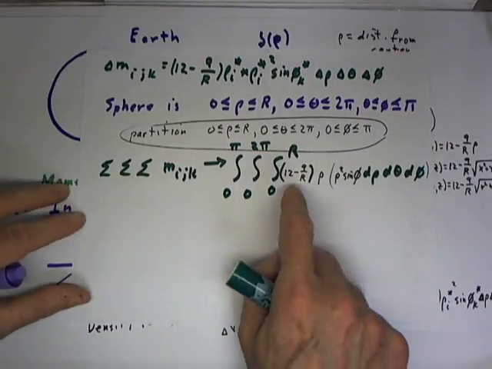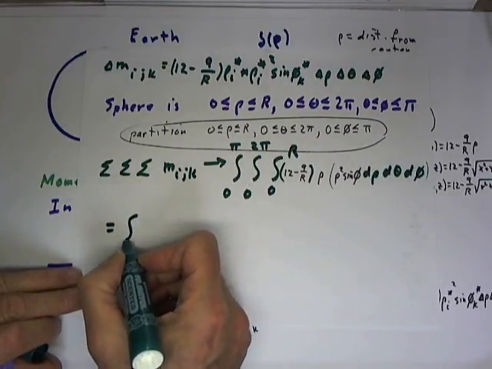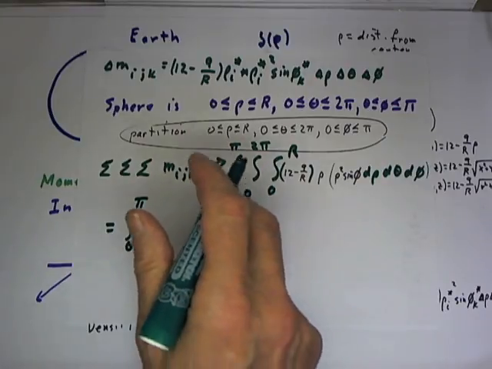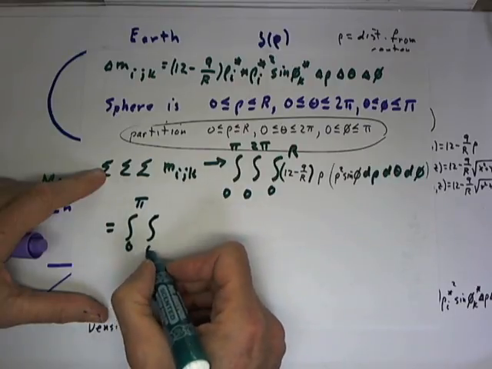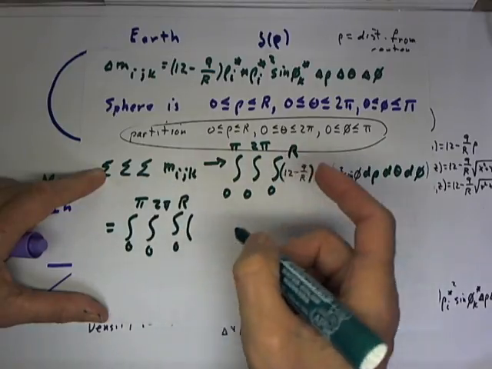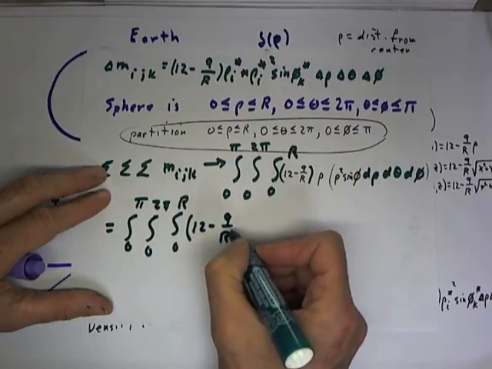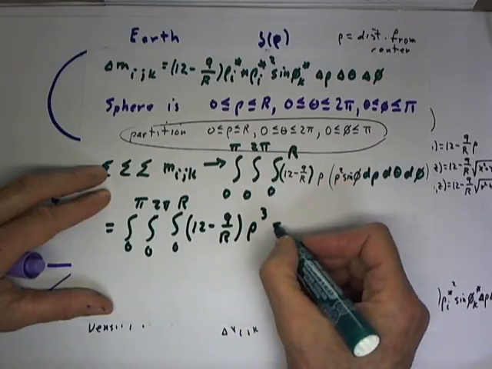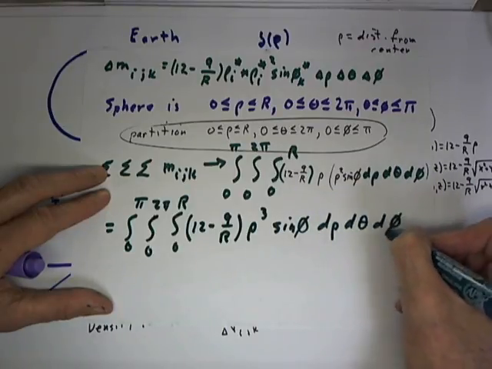When we multiply out all the terms of this integral, we find that the volume is going to be the integral from 0 to pi. I'm sorry, not the volume, the mass is going to be the integral from 0 to pi, integral from 0 to 2 pi, integral from 0 to large R of what? It's going to be 12 minus 9 over large R, times rho cubed, rho times rho squared, sine phi, d rho, d theta, d phi.